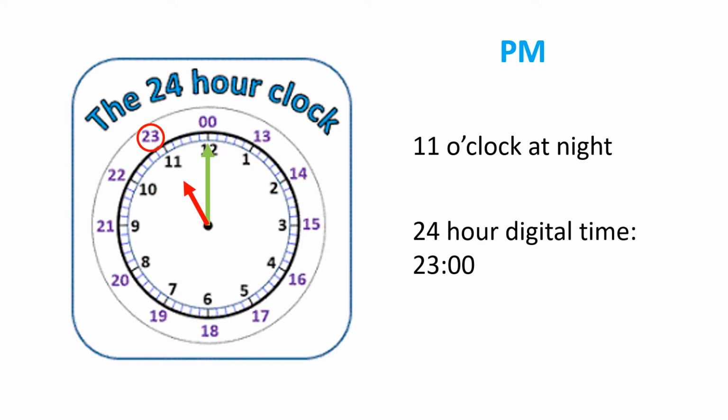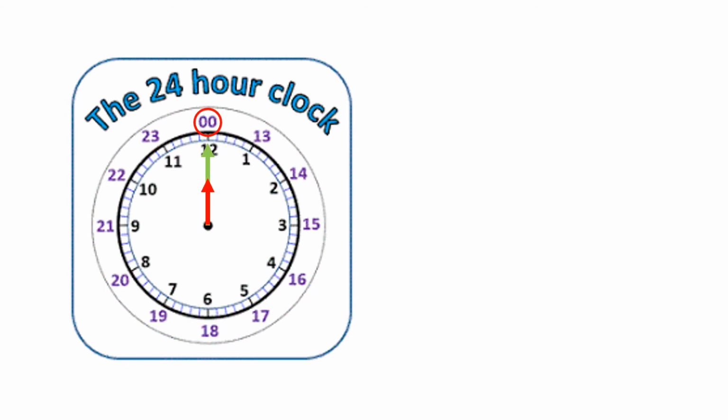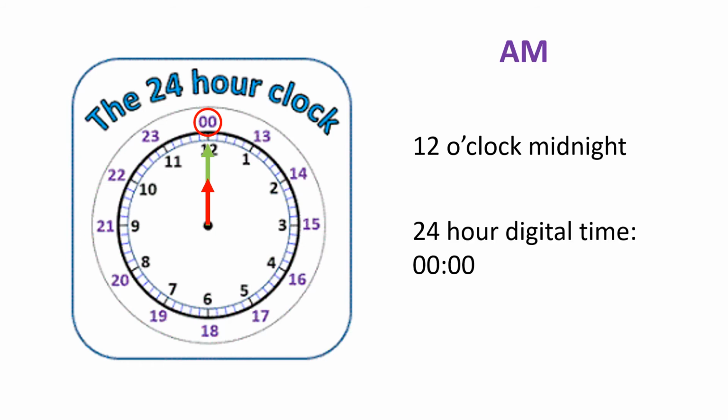Then the next hour is going to be midnight. It's not going to be 24:00 because we then start at 0. Can you have a guess? What is midnight as a 24-hour time? It's 00:00.